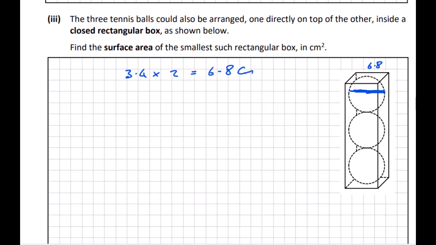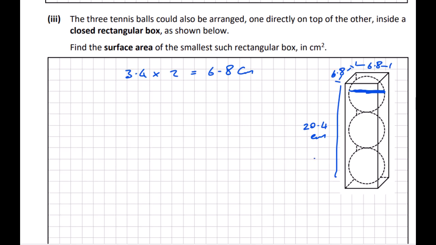Now it's going to be a square on the top, so it's also going to be 6.8 along this way as well. So it's 6.8 this way, it's 6.8 that way. All we need now is the height along here. So we know that the height is 20.4. We've already calculated that. That's just 6 times 3.4. So the height is 20.4 centimeters. So we have our length, our width, our height.